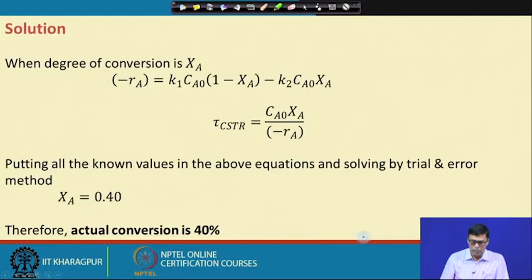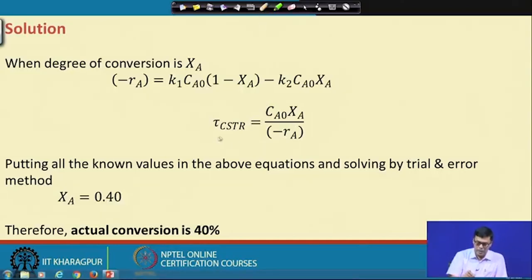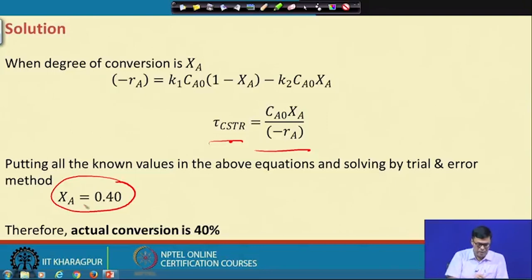Then if you know the tau CSTR and X A 0 value, you assume the X A value by trial and error method and find out under what circumstances the left hand side is equal to the right hand side. And if you do that, you will find that when X A equals 0.4, the left hand side will be equal to the right hand side. And since it is 0.4, that means the actual conversion is about 40% that takes place.